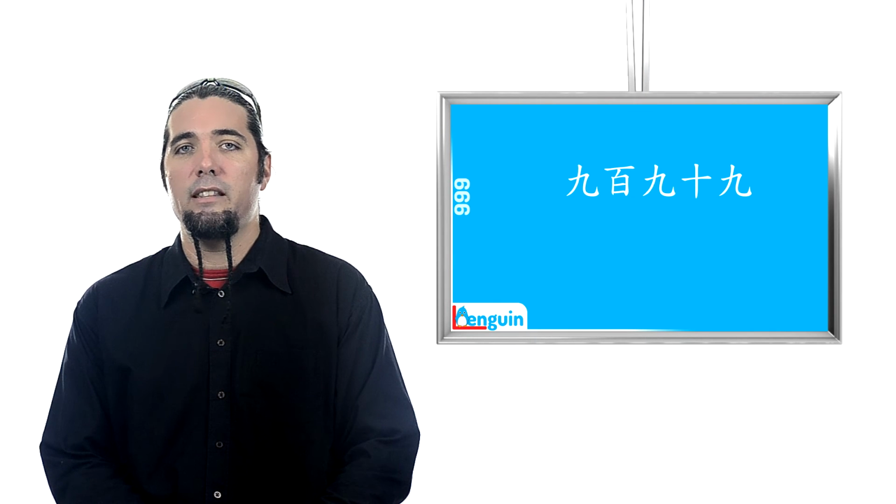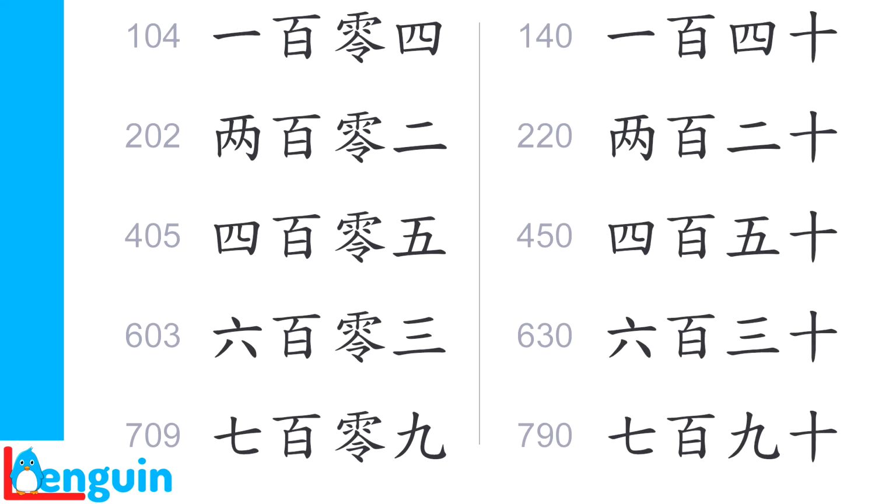Although most numbers in the hundreds are easily formed, there are some irregularities. Listen to the speaker read from column 1.